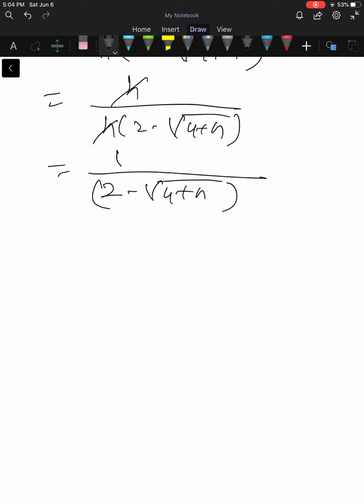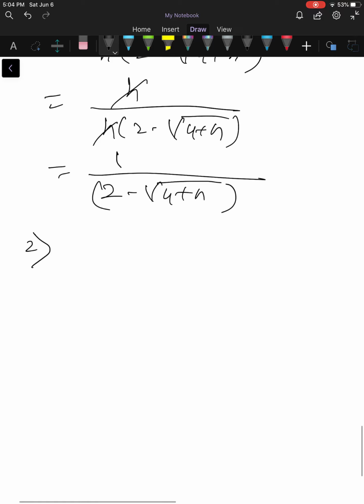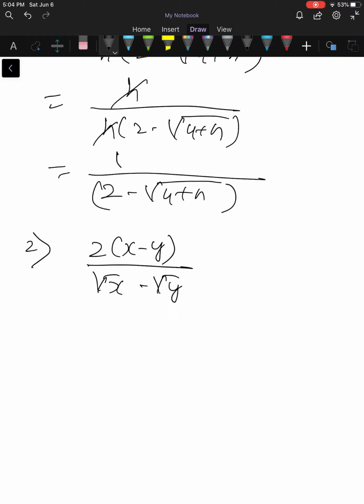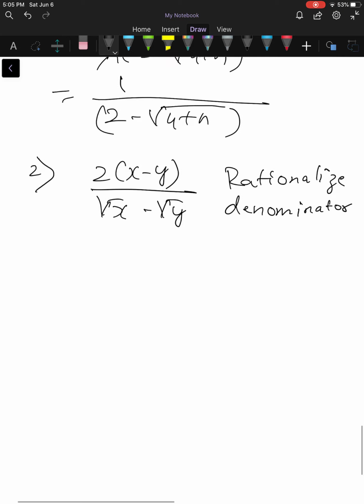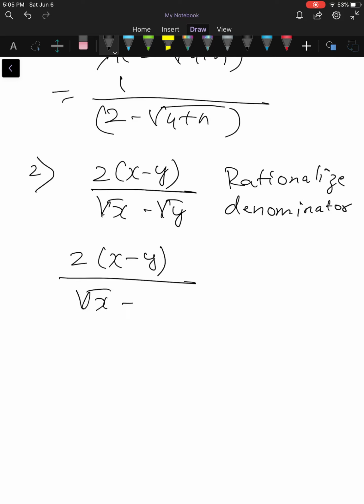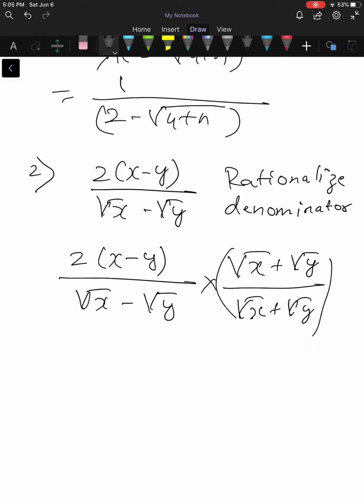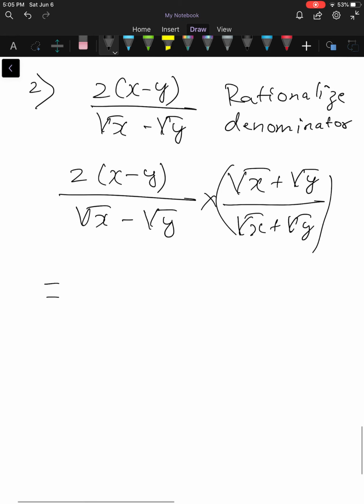So let me do one problem with rationalizing the denominator. Second one, 2 times x minus y divided by square root of x minus square root of y. So now you should rationalize the denominator here. So multiply by its conjugate radical, that would be square root of x plus square root of y divided by square root of x plus square root of y.